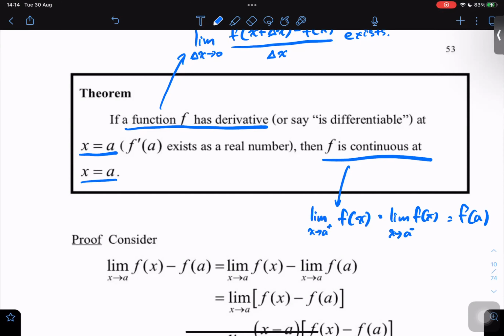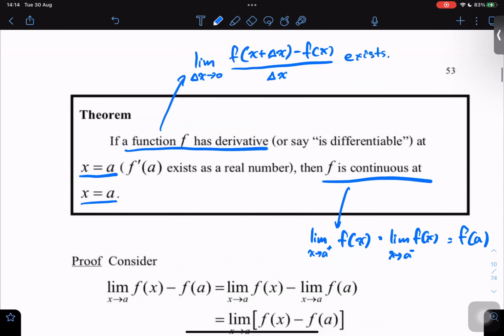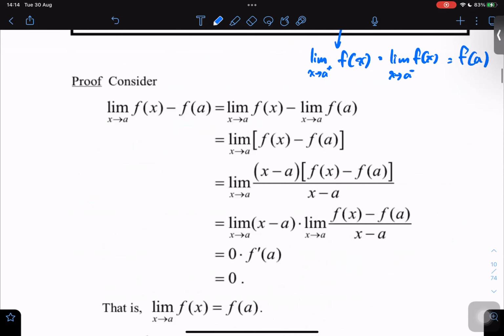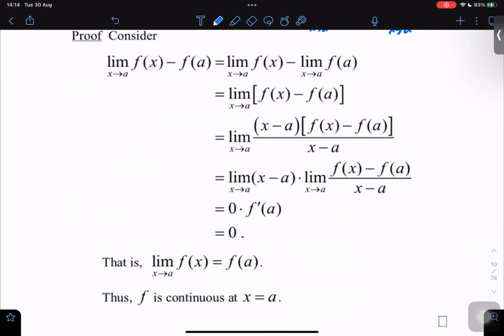So if it has the derivative, then it is continuous at the same point. Here is the proof. If you are interested, you can try it yourself. I think you don't need to understand the whole proof, but it is quite interesting. If you want, you can read it yourself, and if you have any questions you can ask me later.